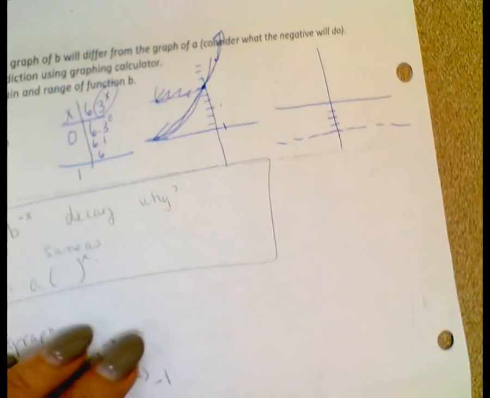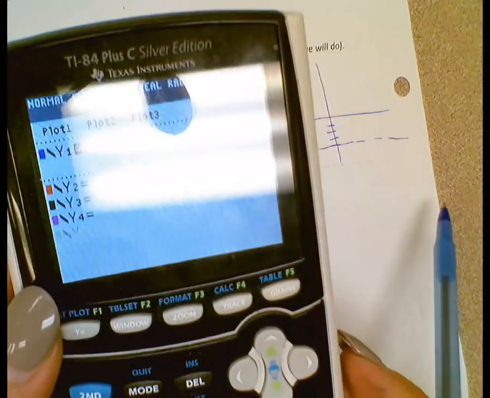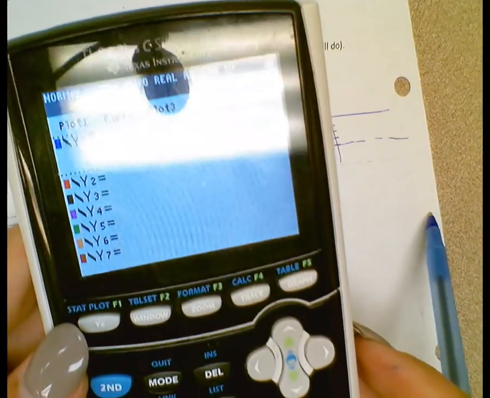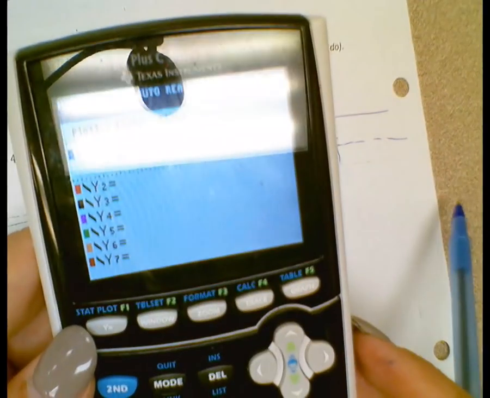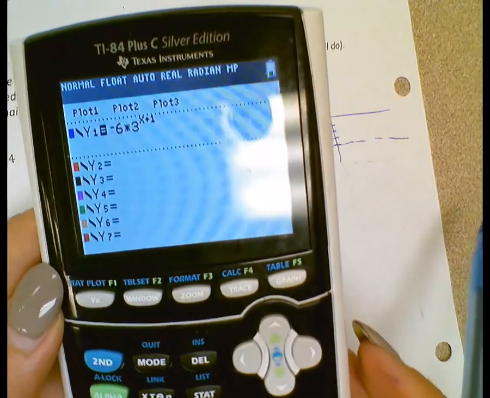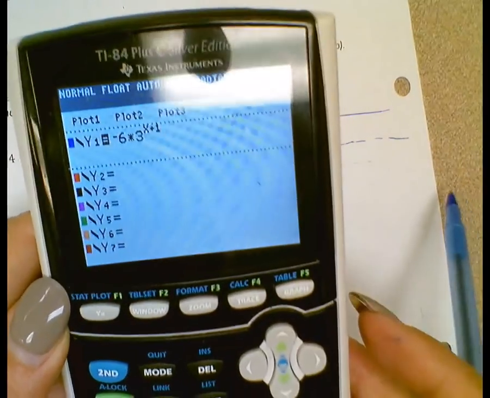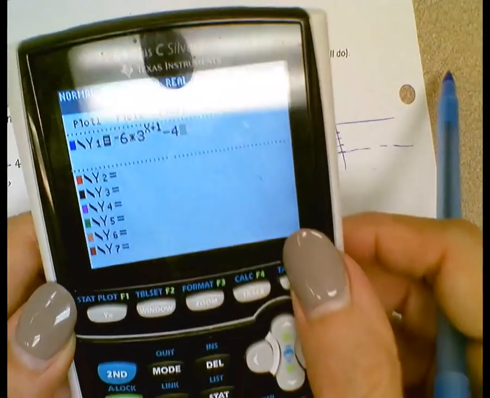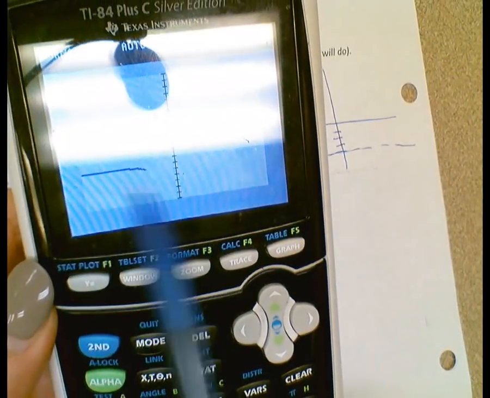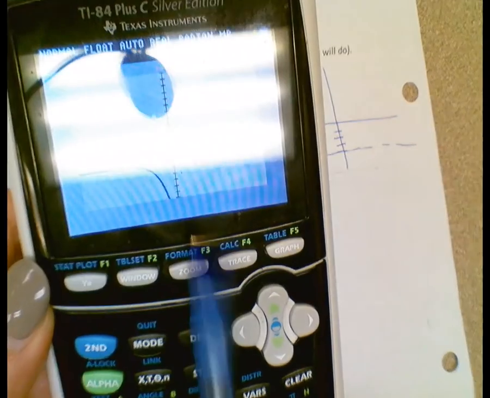So we just need some exact points. I think we're just going to punch this in the calculator. So you have negative 6 times 3 raised to the x plus 1. If you have an old calculator, you get to put parentheses around your exponent here. Minus 4. So it's going to be below this asymptote.